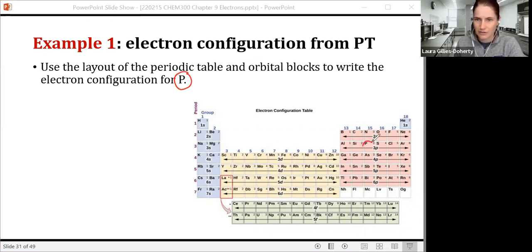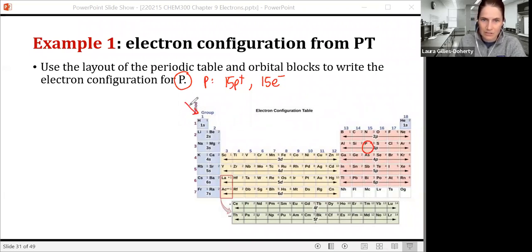So you want to figure out where phosphorus is. It's right there, and how many electrons it's going to need. Phosphorus has 15 protons. So if it's neutral phosphorus, which we're going to assume because it doesn't say anything else, it's going to have 15 electrons. So we're going to fill following the periodic table until we've added 15 electrons.